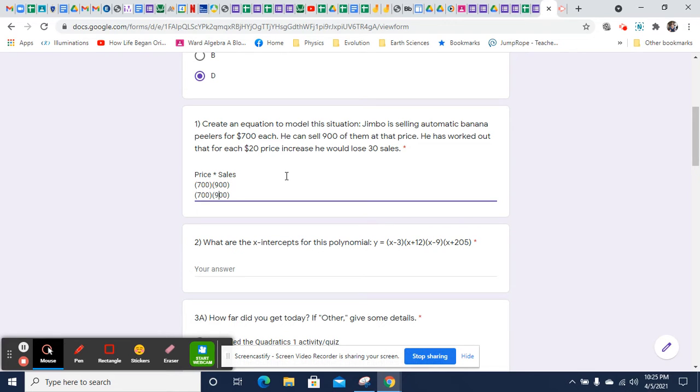What we don't know is how many price increases, but we know that one price increase is $20, and one price increase means we lose 30 sales. If we had multiple price increases, we could say 20 times X price increases, and we would lose 30 sales for every price increase. And there you have your equation. Revenue in terms of X will equal 700 plus 20X times 900 minus 30X.